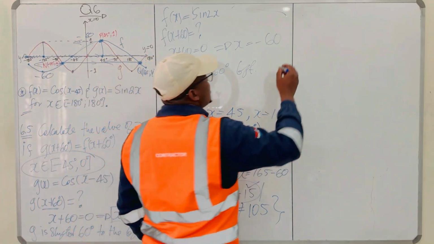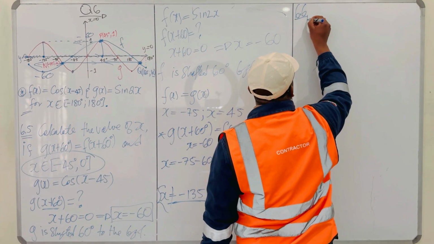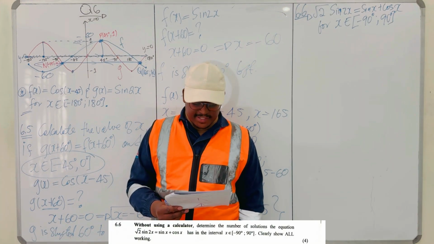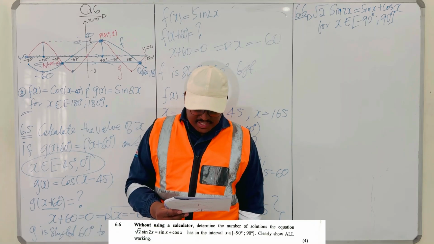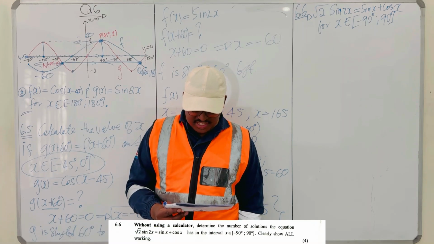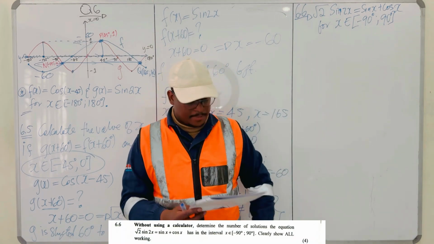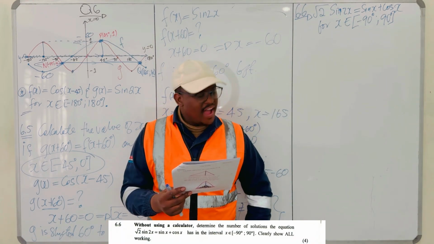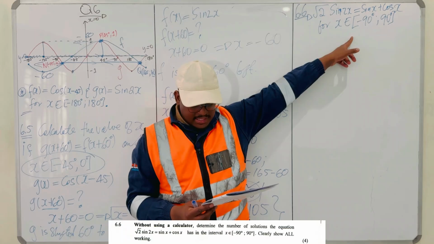So we move to the next one, which is 6.6. Okay, so now we're doing 6.6. And in 6.6, they are saying, without using a calculator, determine the number of solutions the equation, which is that equation over there, has for x on this interval, right?